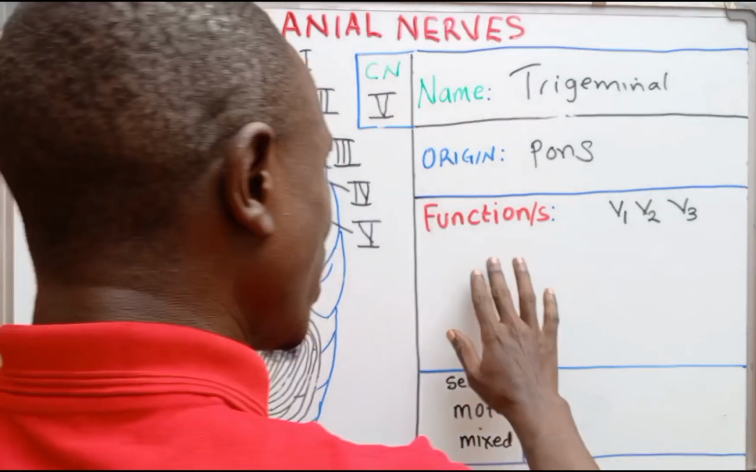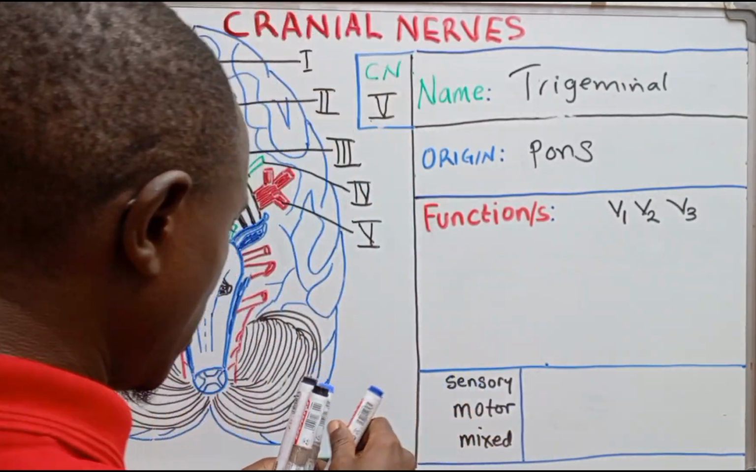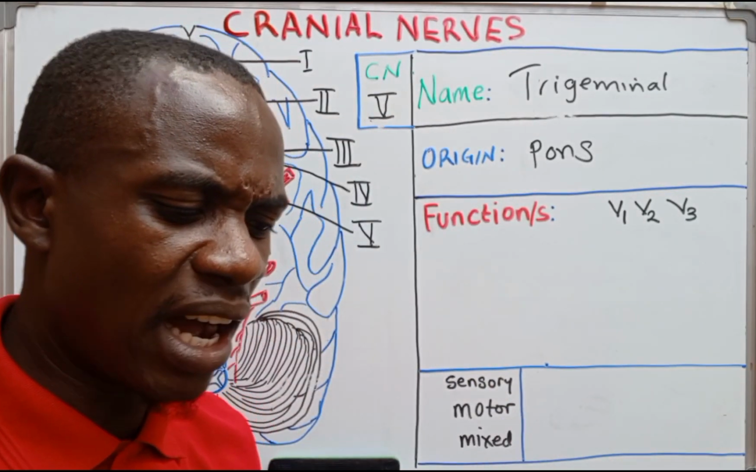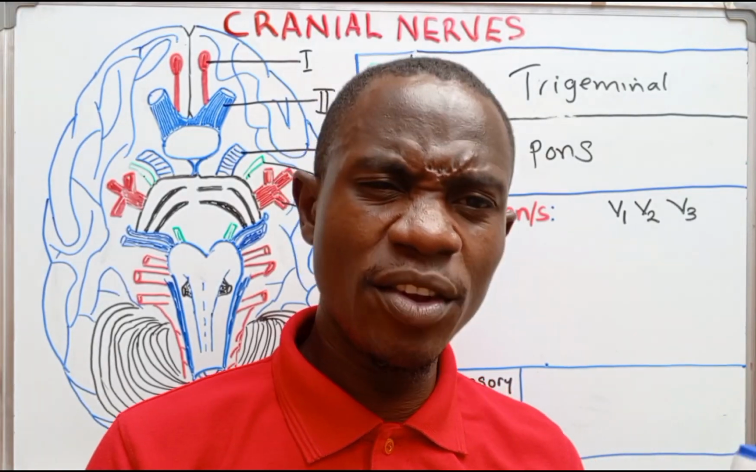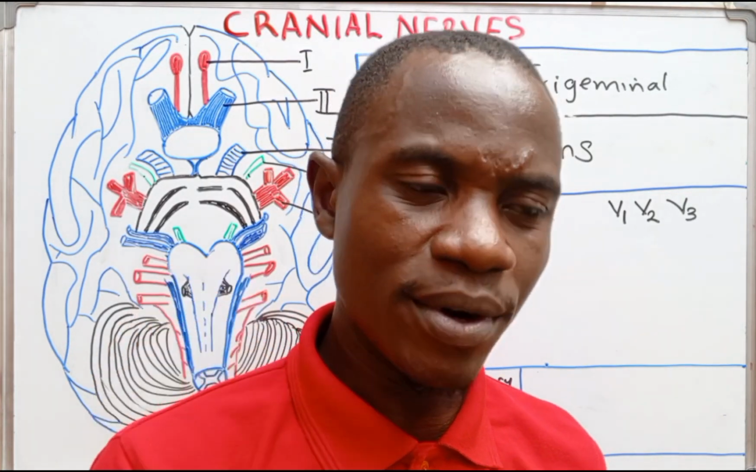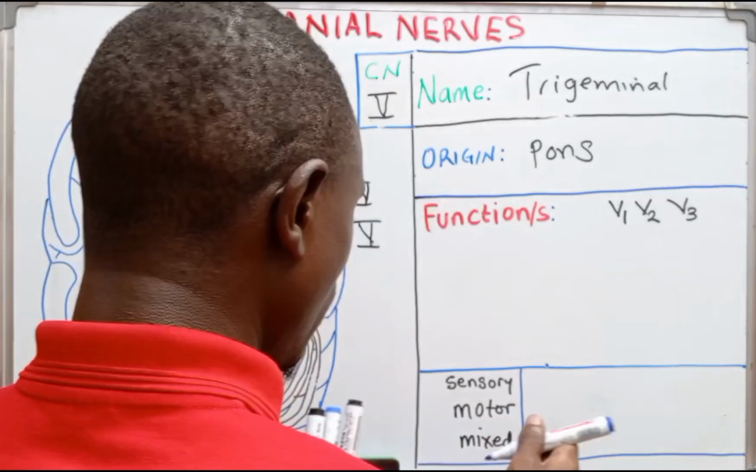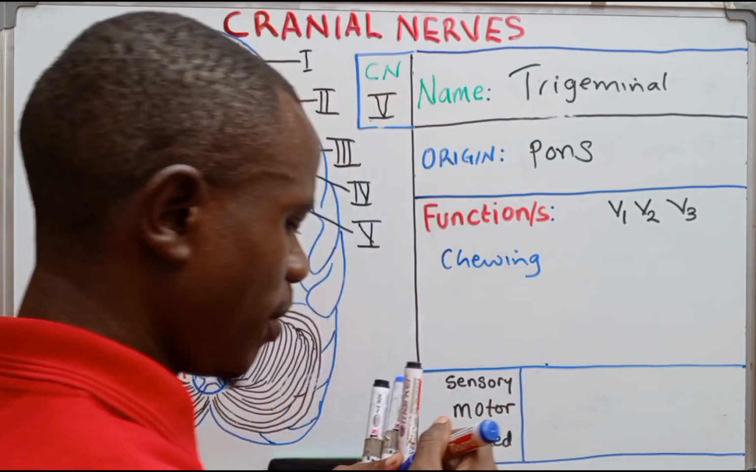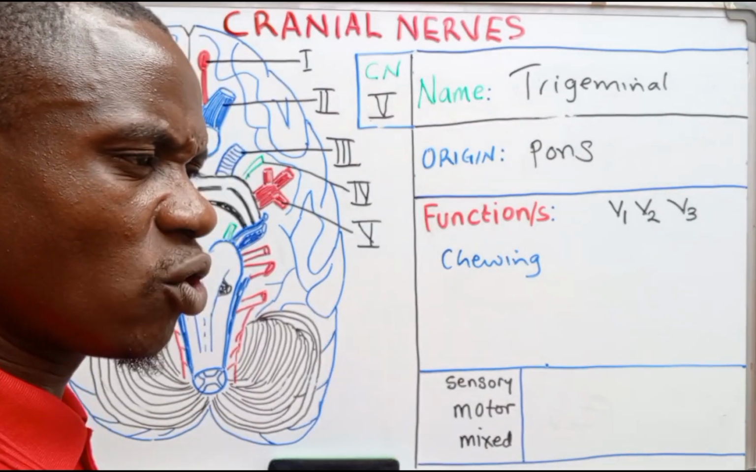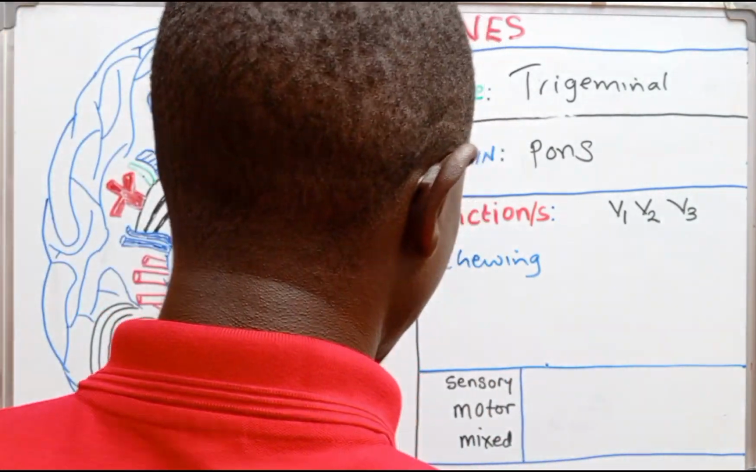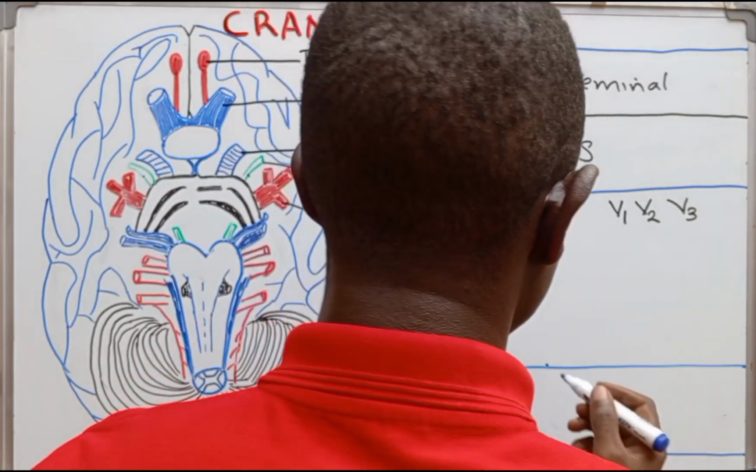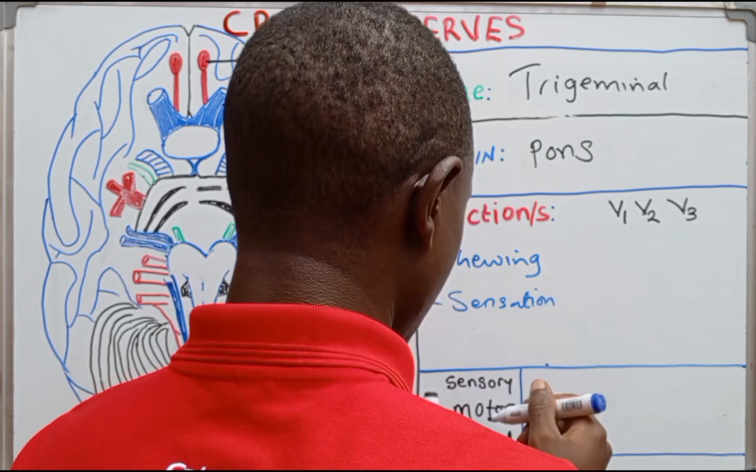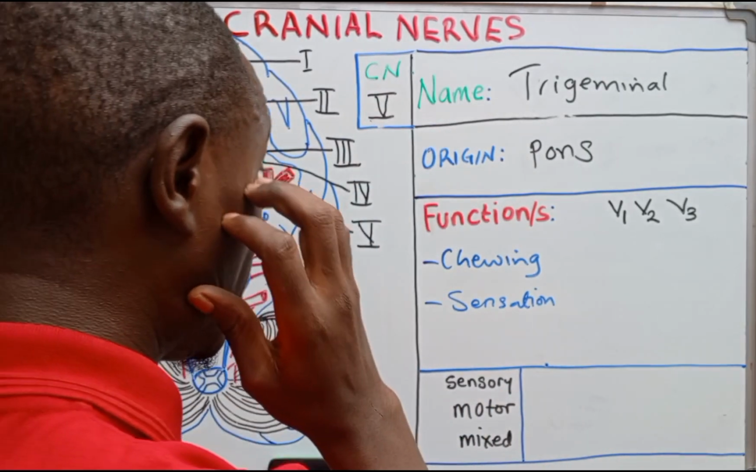Now, what are the functions of the trigeminal nerve? The trigeminal nerve is supplying a lot of body parts. We shall have another video focusing on each individual cranial nerve in great detail. But for now, I just want you to know that the trigeminal nerve serves a role in chewing, because it is supplying the muscles of mastication. It is also helping in picking up sensations around the face and the whole of this area.